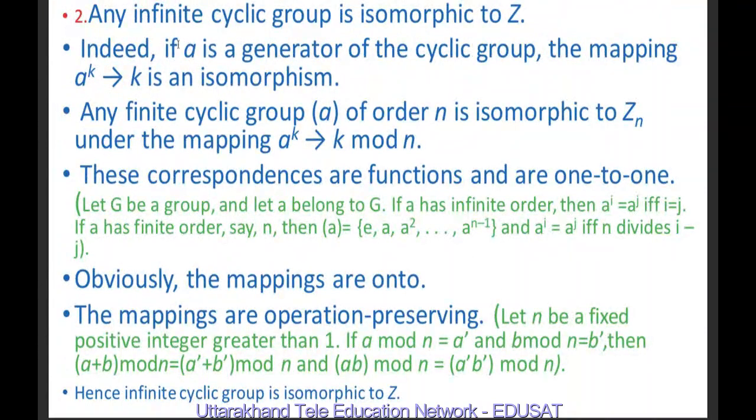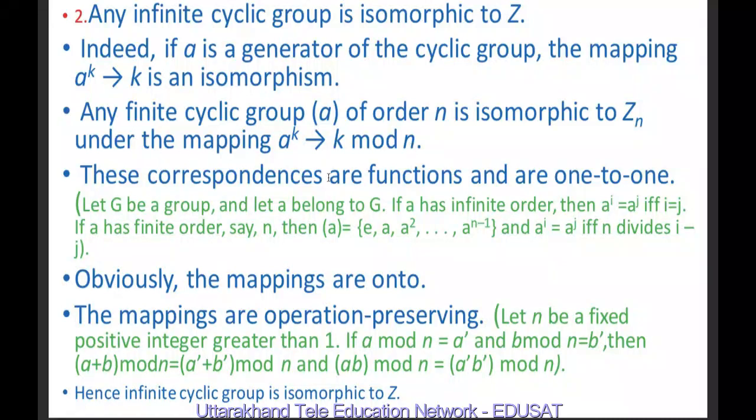Now the next example is that any infinite cyclic group is isomorphic to Z, where Z is the set of integers. Indeed, if a is a generator of the cyclic group, the mapping a raised to the power k to k is an isomorphism. Any finite cyclic group of order n is isomorphic to Zn under the mapping a raised to the power k to k mod n.